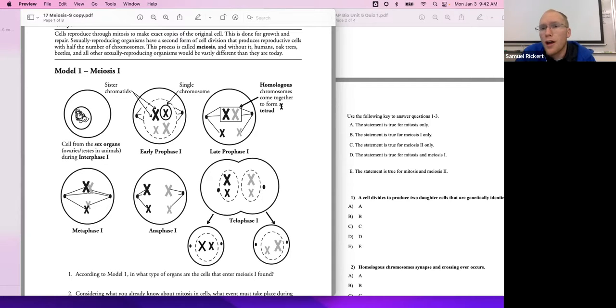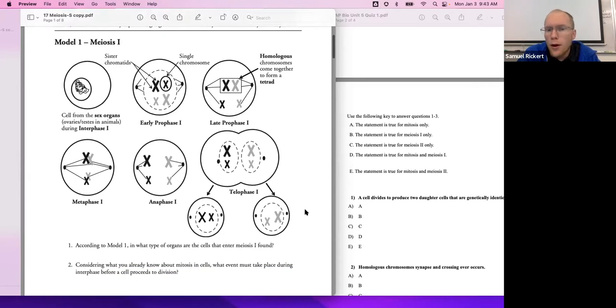Otherwise, some gametes would not have that important information. Some would have 2 genes for red blood cells, and some would have 2 height genes. That's not useful. We need to exchange similar genes in our crossing over. That occurs in prophase 1.